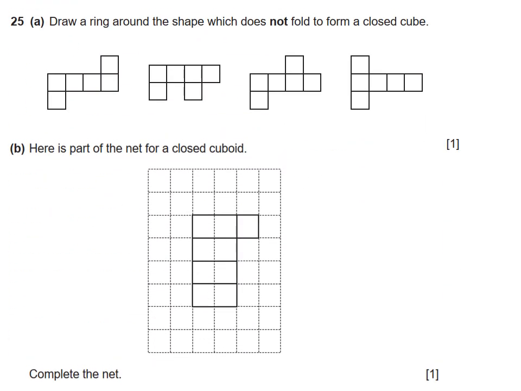Draw a ring around the 2 shapes which don't fold to form a closed cube. Closed cube, not open. So remember that the closed cube is on the letter T and on the other letters like the Z, but this letter, which is almost an F, will not make a closed cube.